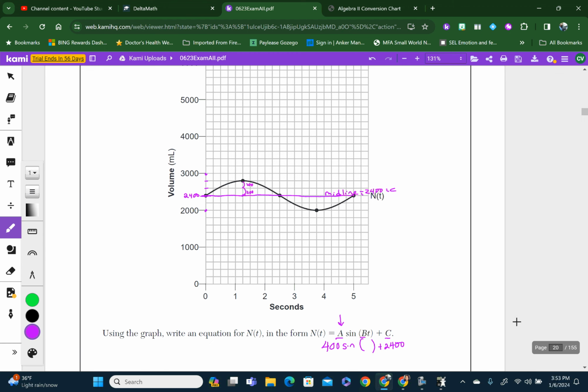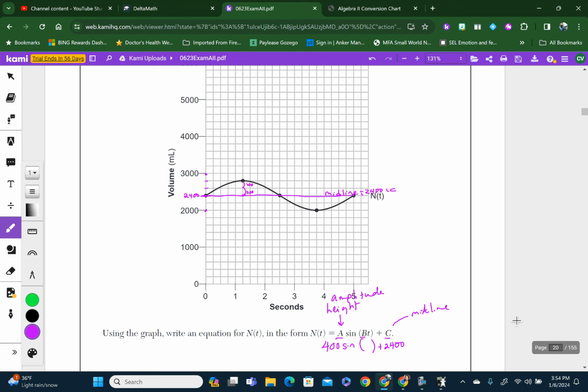The hardest thing to do is to figure out our B. I'm just going to go ahead and do this slowly. Our A is our midline. I'm sorry, our C is our midline. Our A is our height. The A stands for amplitude.